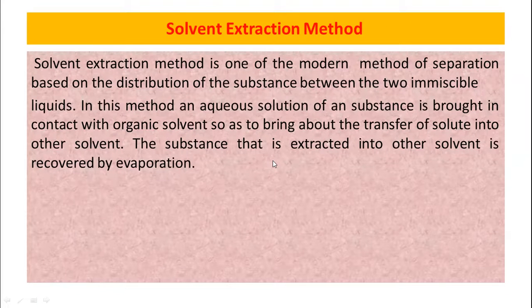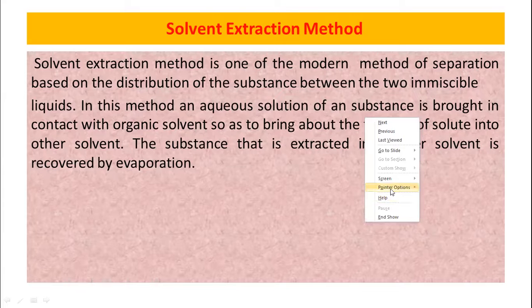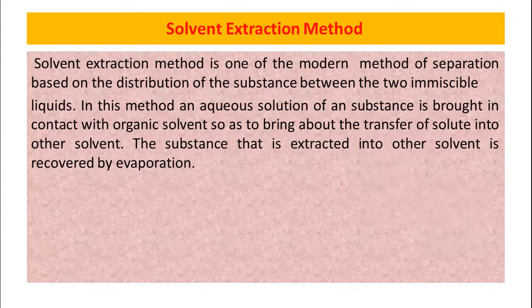As in the ion exchange method, the lanthanone ions are distributed into the two phases. In this method, with the help of the proper solvent, the lanthanone ions are extracted from one phase into the other phase. So the solvent extraction method is one of the modern methods of separation based on the distribution of a substance between two immiscible liquids. In this method, we have to take two immiscible liquids.